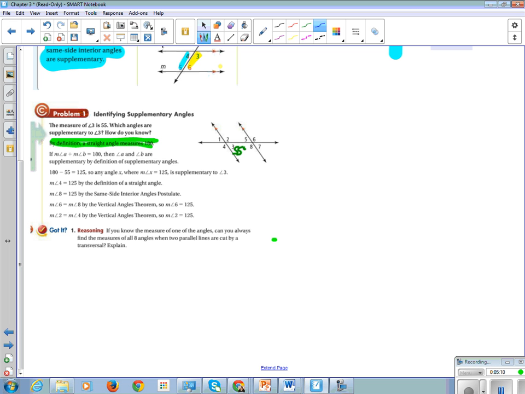What if I use vertical angles? So here's 3 and here's 1. If I know 3 is 55, can I find 1? Because vertical angles are congruent. So this is 55. And we know that same side interior has to be supplementary. I know angle 4 has to be supplementary. I know angle 2 has to be supplementary to angle 1, so that is also 125.